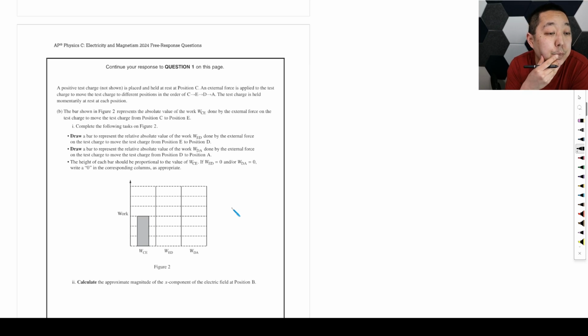Okay. A positive test charge is held at point C. An external force is applied, and we go from C to E to D to A. The test charge is momentarily held at rest. The bar shows the absolute value of the work done from C to E. So the work is just going to be Q times the change in potential. It's going to be proportional to the potential difference here.